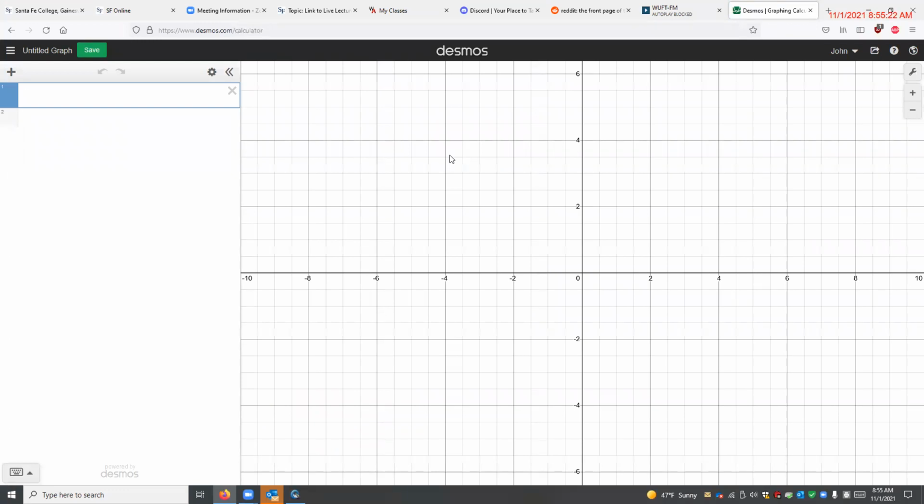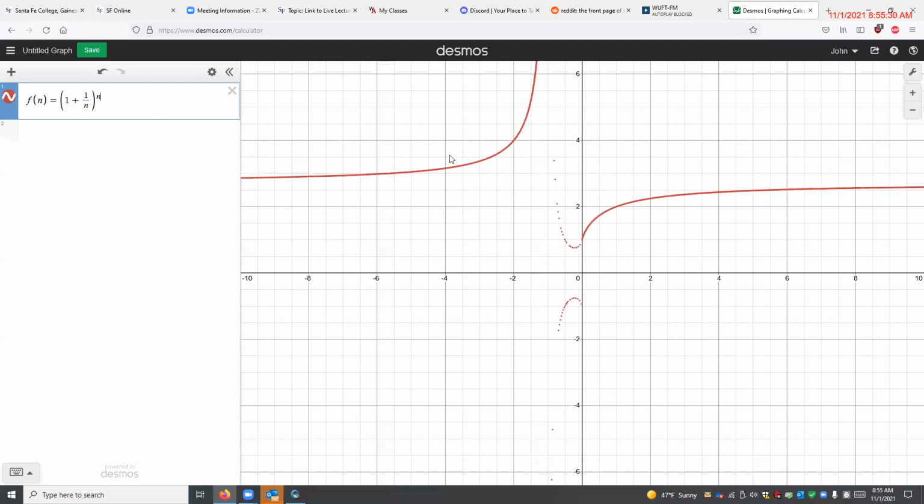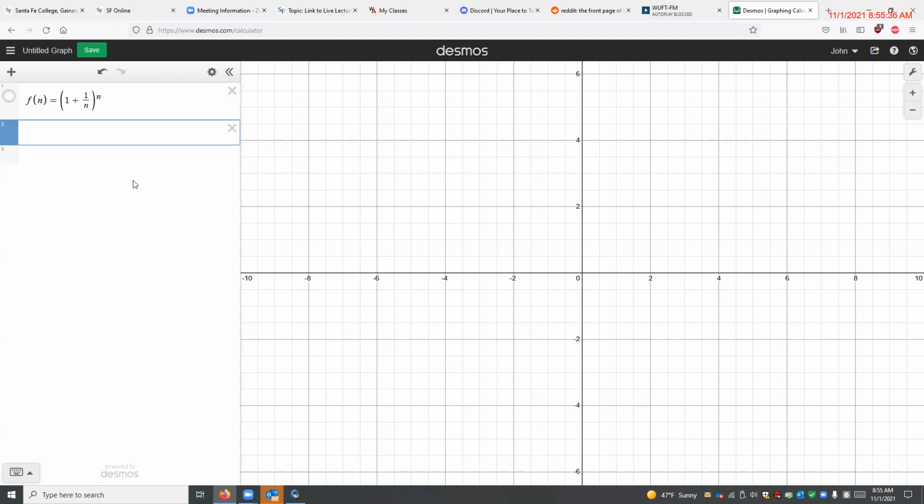So first, I'm just going to give this thing a name in Desmos so I can work with it. That'll make it easier. Don't worry about the graph. I'm not worried about the graph. I just want to calculate some values.